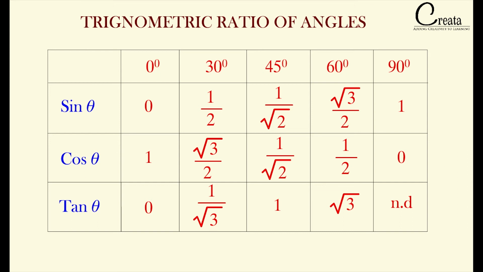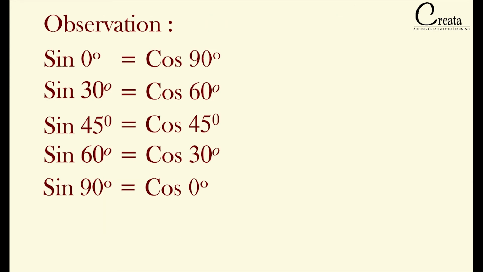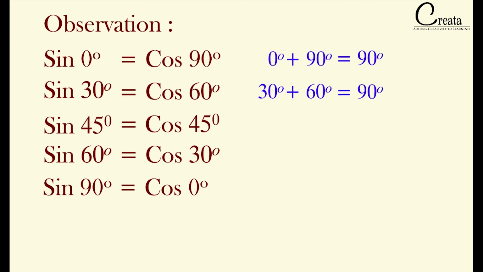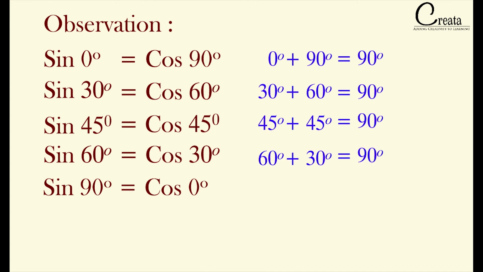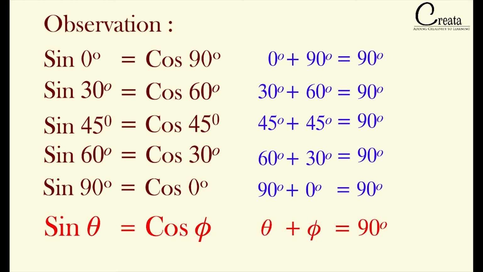Moving further, if you look again at the observations, you will get one more observation. If you add the angles in every line, it comes out to be 90 degree. Like 0 plus 90 is 90, 30 plus 60 is 90, 45 plus 45 is again 90, 60 plus 30 is 90, 90 plus 0 is 90. If we assume all the angles on the left-hand side as theta and all the angles on the right-hand side as phi, we can say sine theta is equal to cos phi if theta plus phi is equal to 90 degree. Getting the point? If the sum of any two angles is 90 degree, then sine of the first angle is equal to cos of the second angle.